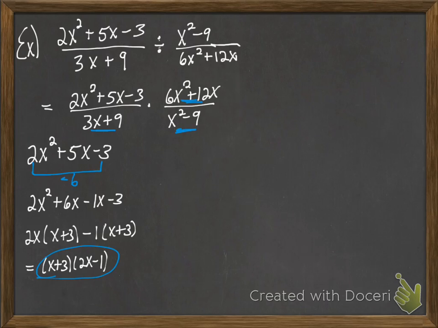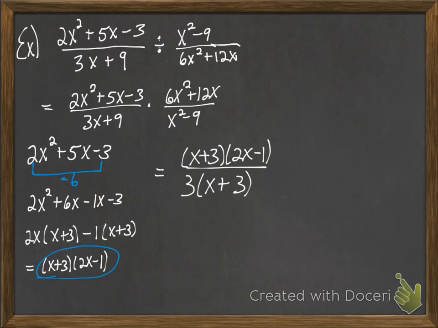So what I'm going to do now is replace my 2x squared plus 5x minus 3 with my answer down here. Okay, and then I'm going to go through and factor each of the remaining pieces. So that would give me x plus 3 and 2x minus 1 over, and then I have a 3x plus 9 in the bottom. We can pull out a common factor of a 3. So we're left with 3 times x plus 3.